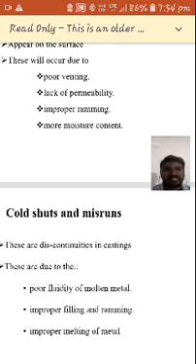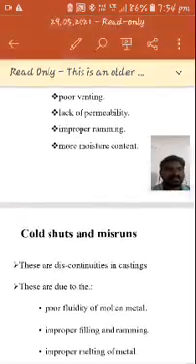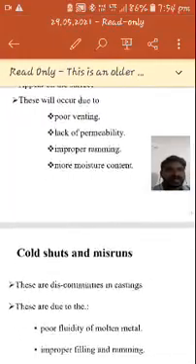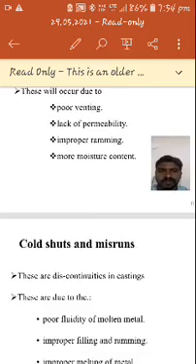The next one is more moisture content. If you have more moisture content, blowholes may also arise. So these are the points why blowholes occur after casting, and these are the points to be remembered and checked before doing the castings to avoid blowholes.